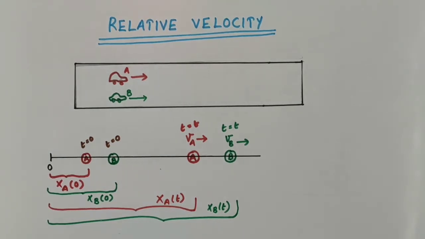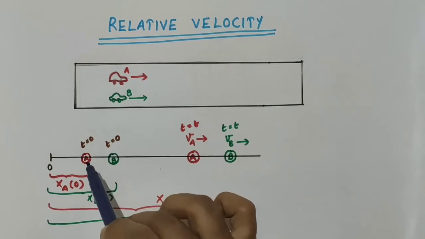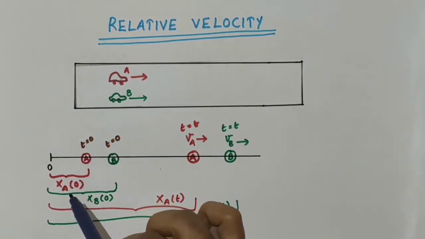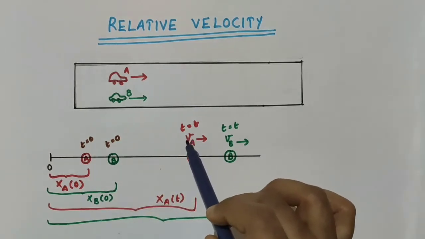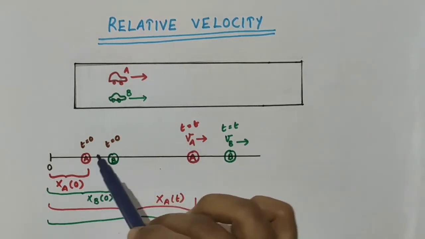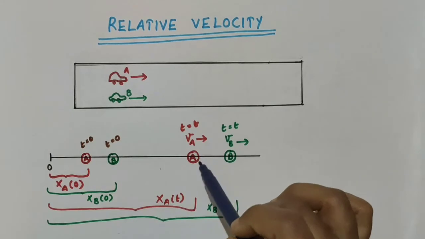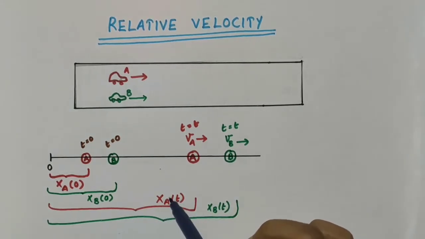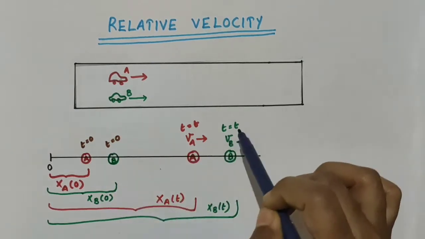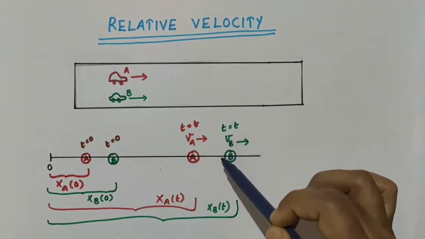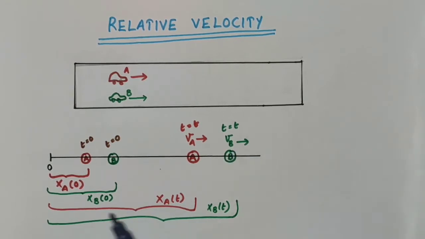So the initial position of A is xa of 0, and after some time, at t equal to t, the position of this object A is taken as xa of t. And initially B was here, its position is taken as xb of 0. After some time, at t equal to t, the object B has reached somewhere here, so its position with respect to the origin is taken as xb of t.